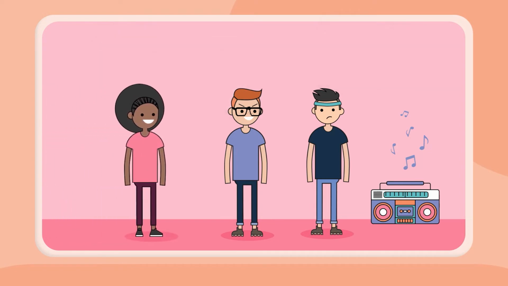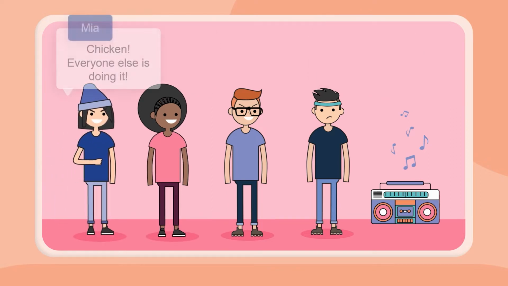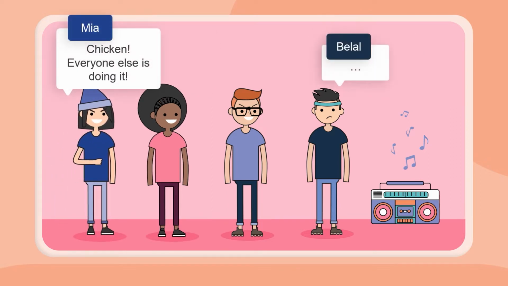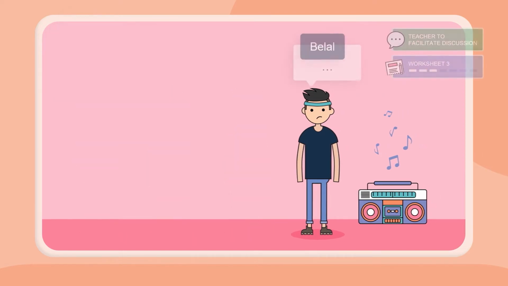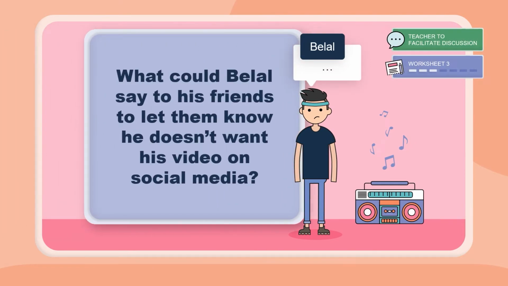More of his friends say it will be fun, but Bilal keeps saying no. That's when some of his friends start to tease him. Bilal feels really sad, upset and let down by his friends. Let's look at Worksheet Activity 3. What are some things Bilal can say to let his friends know that he doesn't want to be videoed, he doesn't give his permission or consent, and he doesn't want to appear on social media? Your teacher might like to pause here so you can discuss and record your answers.